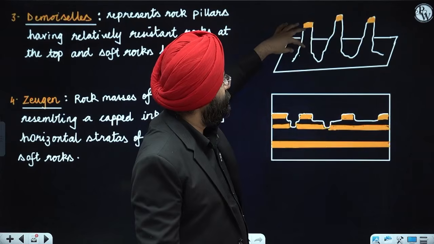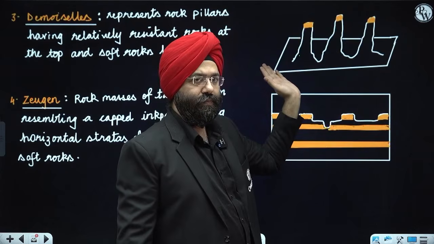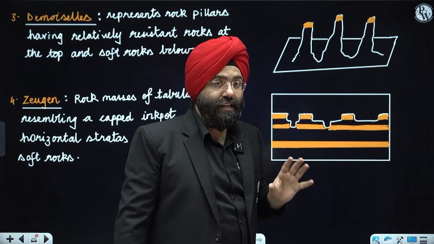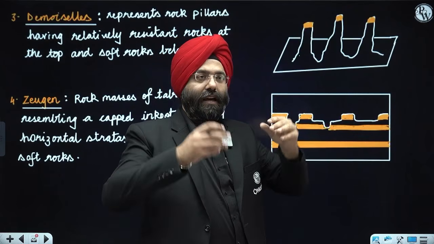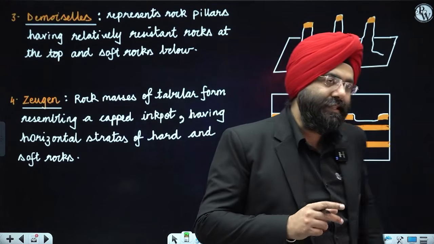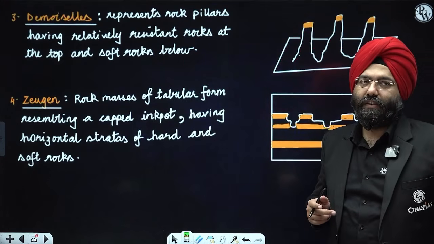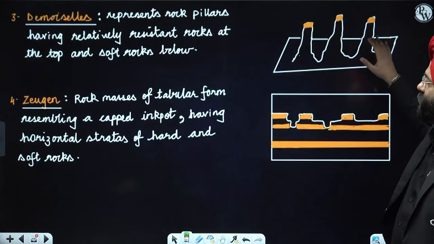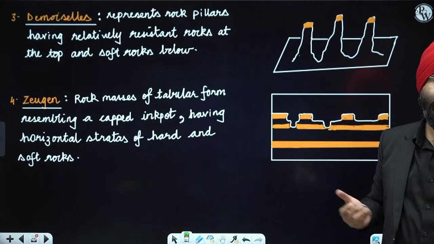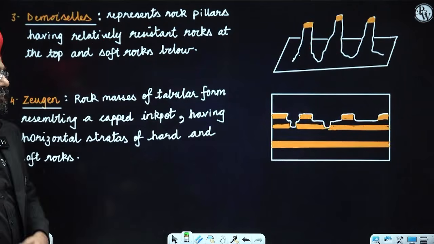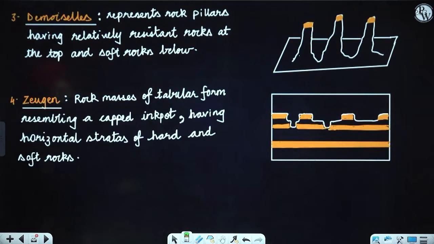Later on, you will realize that these pillars will also erode and they will fall down. But these have been formed and are very unique in nature, because there are pillars and on the top there are hard rock surfaces. So these are known as demoiselles. That means rock pillars having a relatively resistant top as well as softer bottoms, themselves being pillar in nature. Please copy it down.